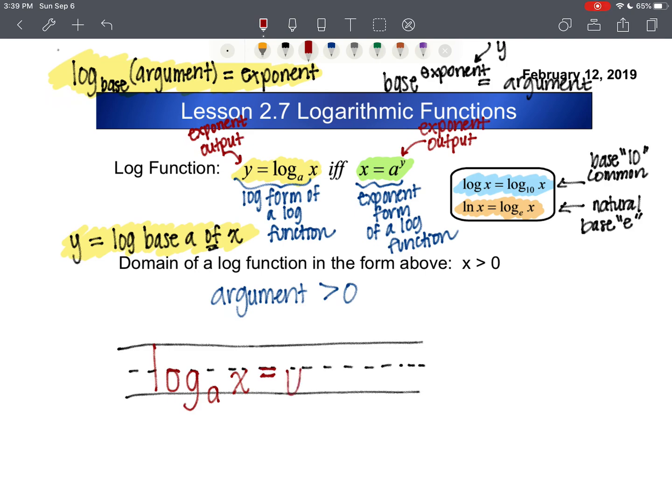I know this seems silly that we're learning how to write this, but your base is a subscript, but the argument is no longer a subscript. And then your exponent right here, y is your exponent, right? So that's your exponent, and your exponent can be any real number.